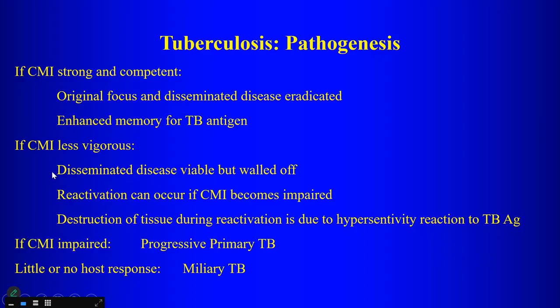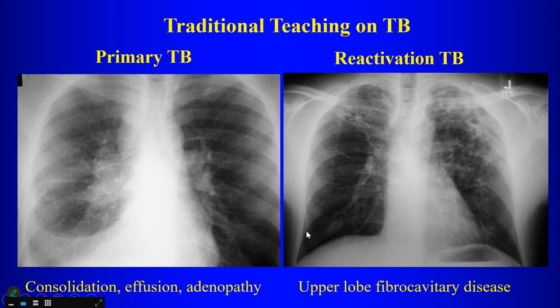If cell-mediated immunity is less vigorous, disseminated disease is walled off but still viable, so these patients are at risk for reactivation later on. And as we know from tuberculosis, the damage to tissue is due to a hypersensitivity reaction to the TB antigen. It's not the organism itself that is directly causing damage to tissue. If after initial infection, cell-mediated immunity is impaired, patients can develop progressive primary TB. And if there's very little or no host response, then you get dissemination. You can have miliary TB, hematogenous dissemination of tuberculosis, which we can see in the lungs as miliary nodules.